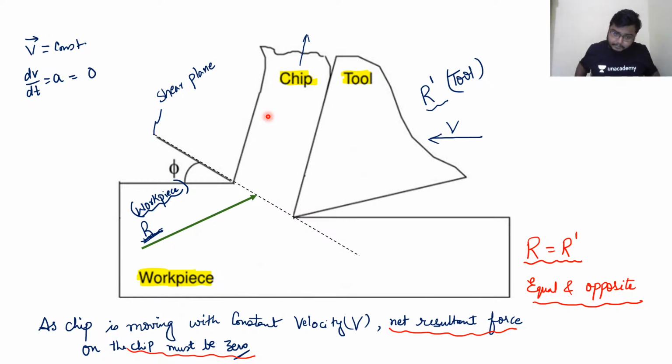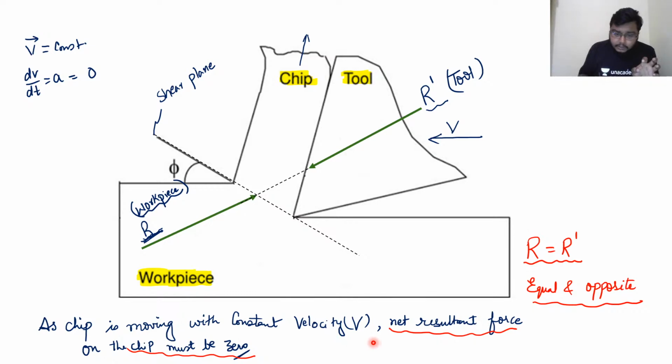That is R. Clear? And next is the tool. Tool tries to cut the chip and move it away. So for that reason, the tool is again giving the reaction, that is R dash. The line of action of R and R dash both are the same. And one most important thing here, we have assumed that the chip is a separate body, and the chip is moving with a constant velocity v.